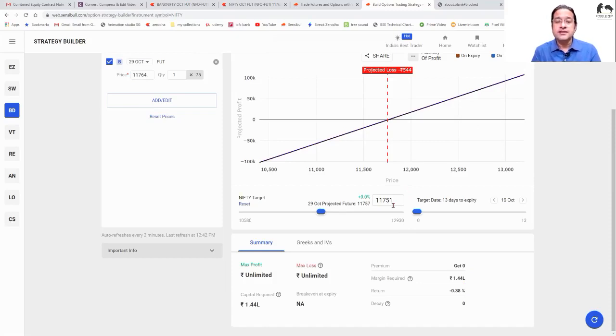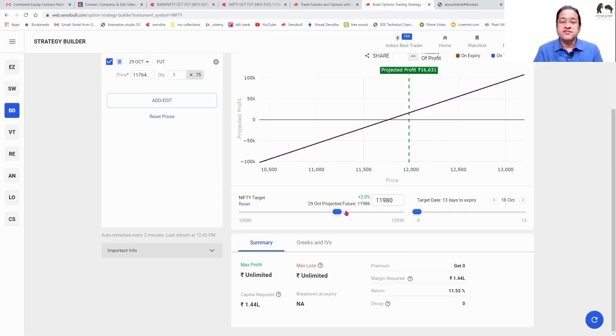And currently it is trading at 11,751. At this price I have no profit, or rather I just lose about 543.44 rupees. Now, based on my view, if my view is the market is going to go up by 1% or 2%, which is approximately 11,980, then I end up making 11,631 as my profits. Otherwise, if I'm buying a naked future, we know that the profits are unlimited, losses are also unlimited.